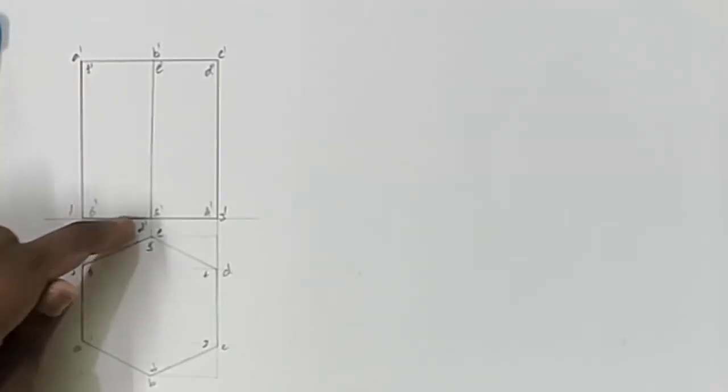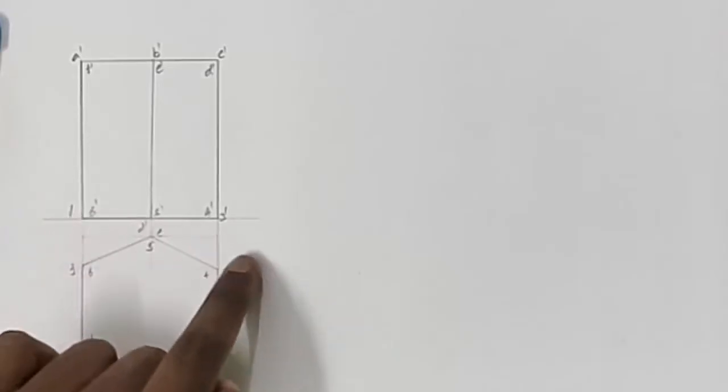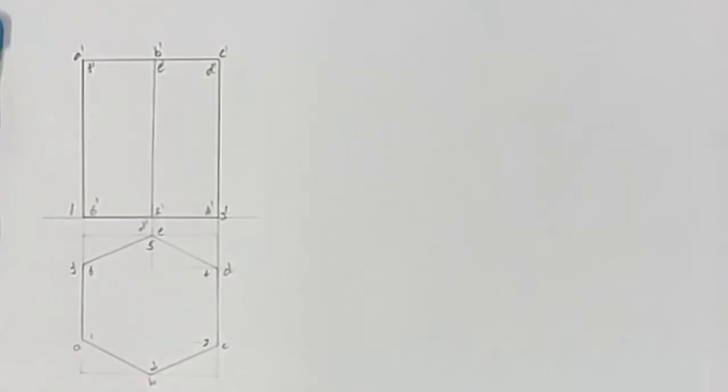And enclose the top view inside a rectangular prism. So now I have drawn that. We can see a rectangular enclosure here. So enclose that and start drawing the isometric view.